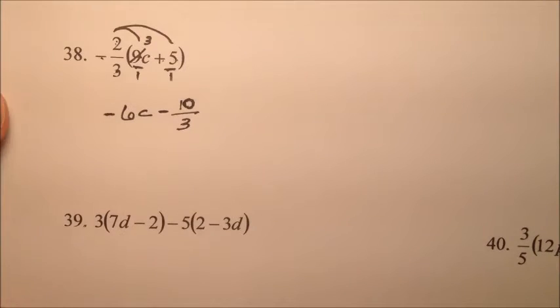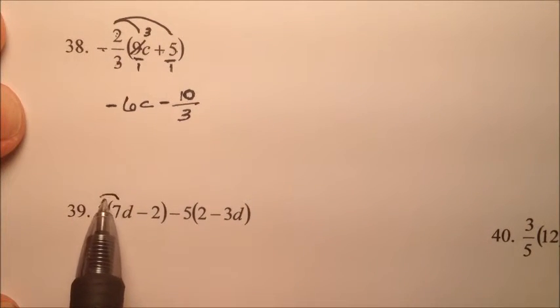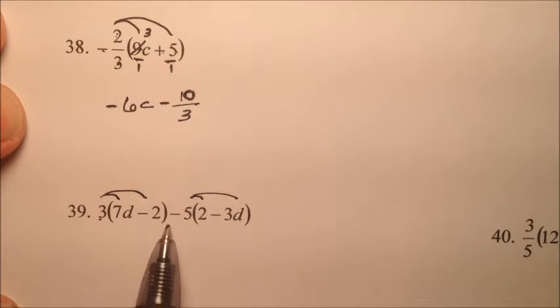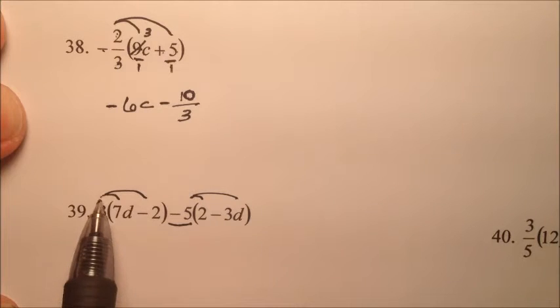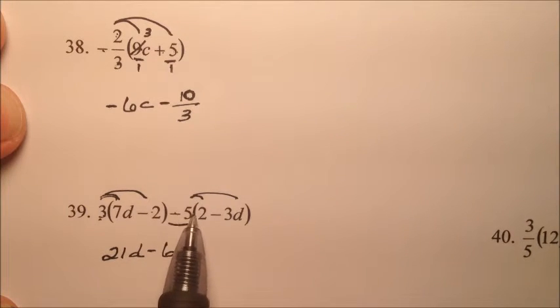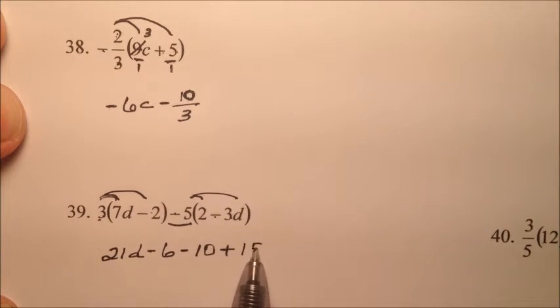Okay, slide down a little and we'll hit 39 real quick. And this one has two distributive property business deals going on here. So the first one we're going to distribute a 3, and the second one we're going to distribute a -5. So the 3 goes to the 7 to become a 21d, and 3 times -2 is -6. -5 times 2 is a -10, and a -5 times a -3 is a positive 15d.